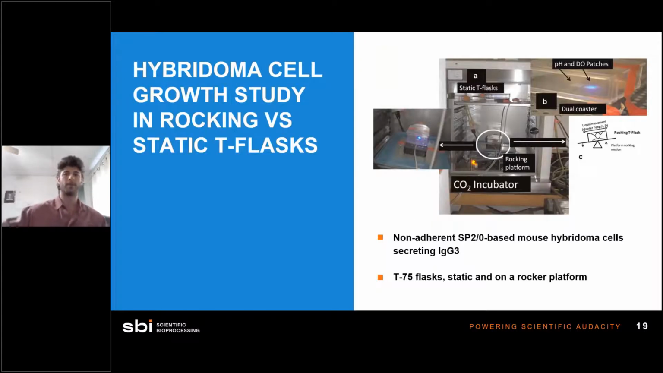So here's the experimental setup. In figure A, you can see the static T-flasks. These are T75s. And then also you see below that, in the same incubator, another T75 on a rocking platform. In figure B, you can see the optical sensors stuck to the bottom of that T75 flask. So they measured pH and dissolved oxygen as this rocking platform agitated that media, in the hopes that it would allow the gas to reach the cells as they're growing.